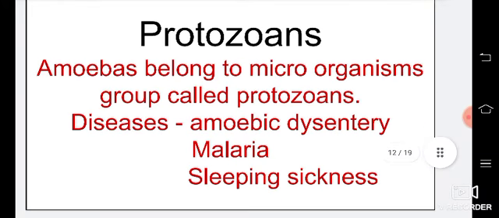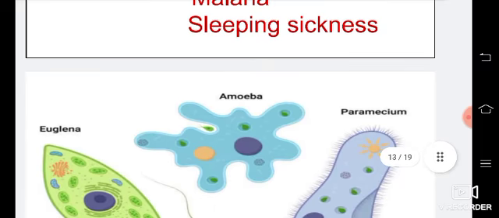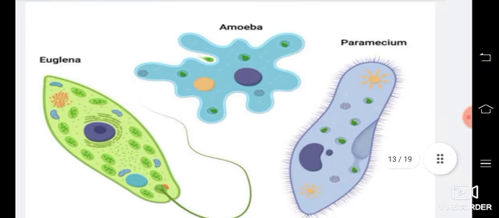Okay, then we'll move on to the protozoans. What do you mean by protozoans? These are one type of organism. For example, amoebas belong to this category. We have amoebic dysentery, malaria, sleeping sickness. All these are caused by protozoans. Look at this picture. This is amoeba, paramecium, euglena. All these are types of protozoans. These protozoans cause many diseases in human beings.